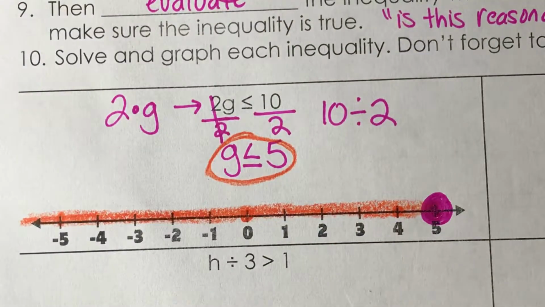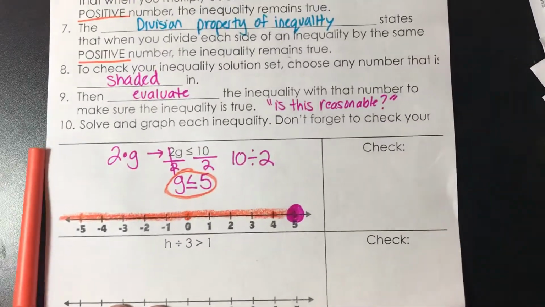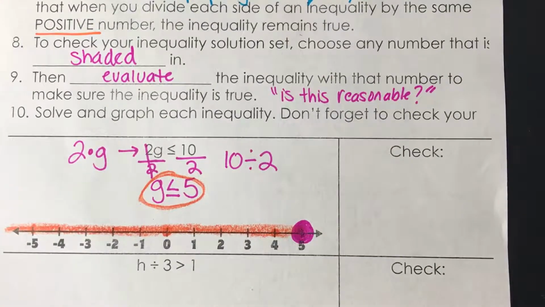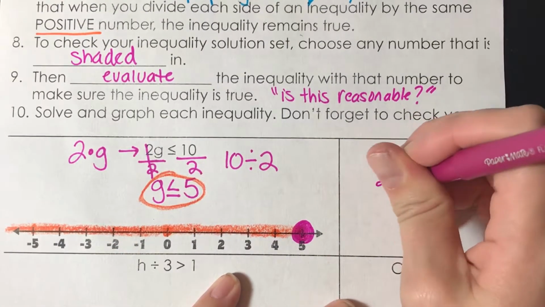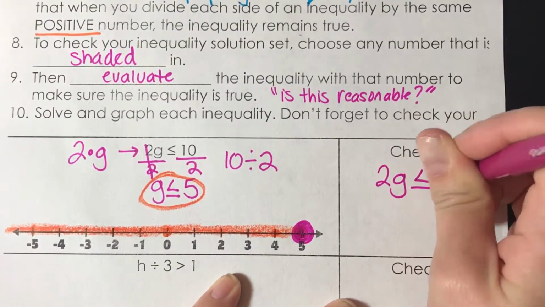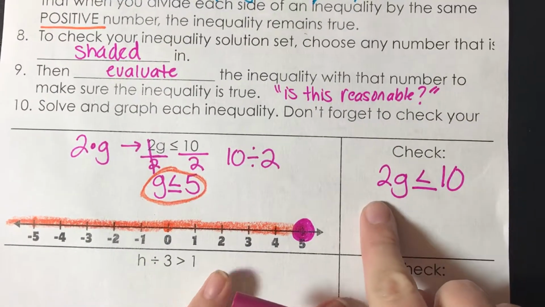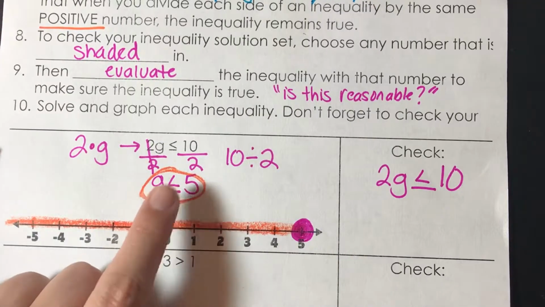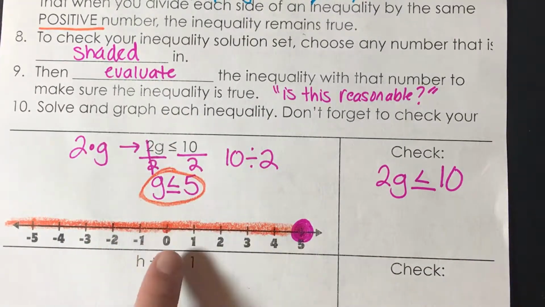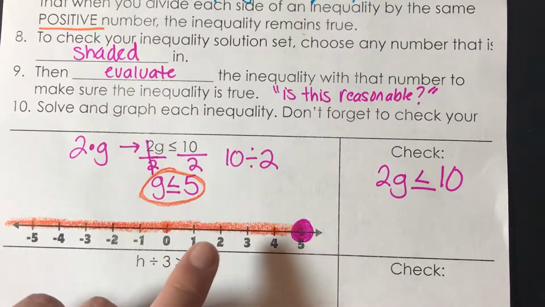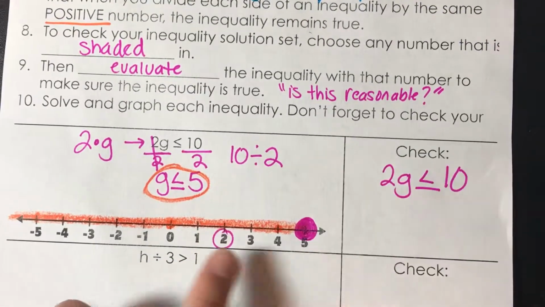So now I'm going to check. I'm going to zoom out. And over here, I'm going to pick a number that I highlighted and plug it into my original inequality from before, not just my isolated one. I want to plug it in and see if it actually works with my first problem they gave me. I'm going to pick, let's just pick 2. I'm going to circle 2.